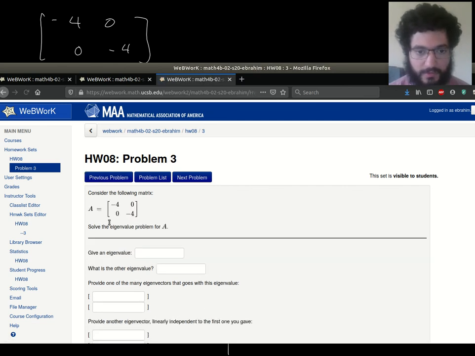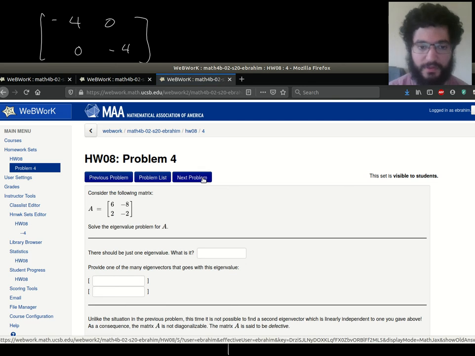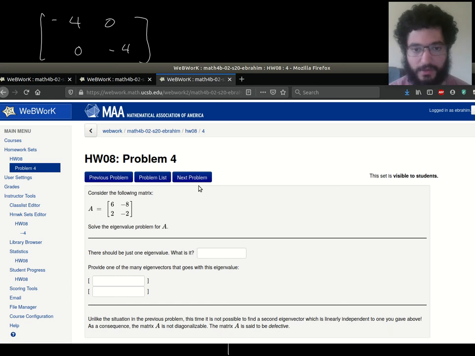Whereas with problem 3, if you just blindly do the calculation, even though you can see the answer staring you in the face, write down A minus lambda identity, where lambda is -4, and then try to find the null space, well, you're looking at the 0 matrix. So you can find two linearly independent vectors in the null space. In this one, you only find one. So this is where things go wrong with repeated eigenvalues.